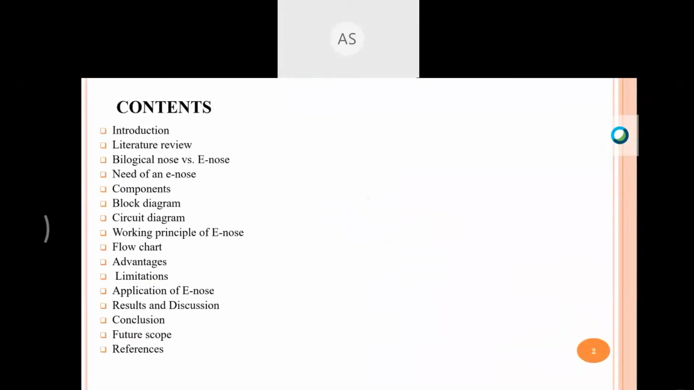So before going into the presentation, let's give a quick review of the contents. Basically, we will be dealing with the introduction, that is, what is an e-nose, the literature review, the difference between biological nose versus e-nose, the need of an e-nose, the components which we have used in the project, the block diagram, the circuit diagram, the working principle of e-nose, the flow chart, advantages, limitation, application of e-nose, result and discussion, conclusion, future scope, and reference.